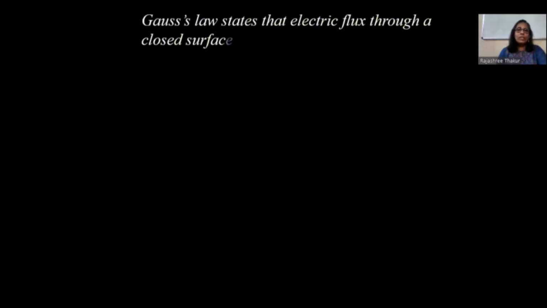So Gauss's law states that electric flux through a closed surface, say S, enclosing charge Q, is given by Q upon epsilon 0, where epsilon 0 is permittivity of free space.